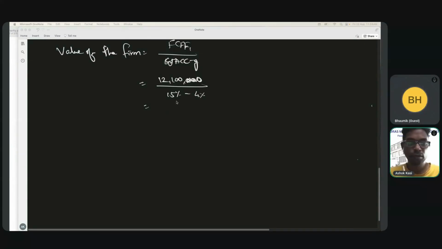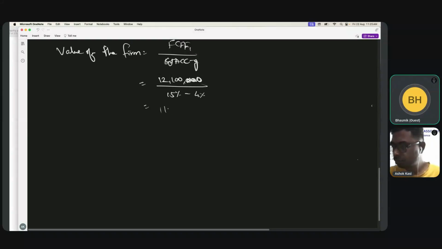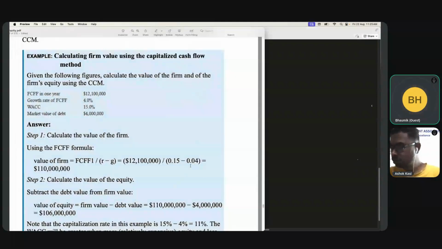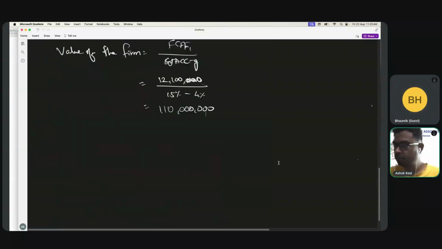Have you done this one? Value of the firm? I'm doing it again. Sorry, sir. 110 million. That is the value of the firm.